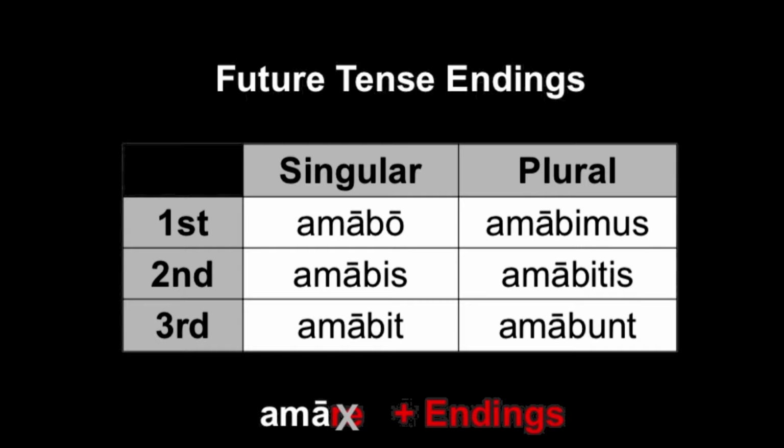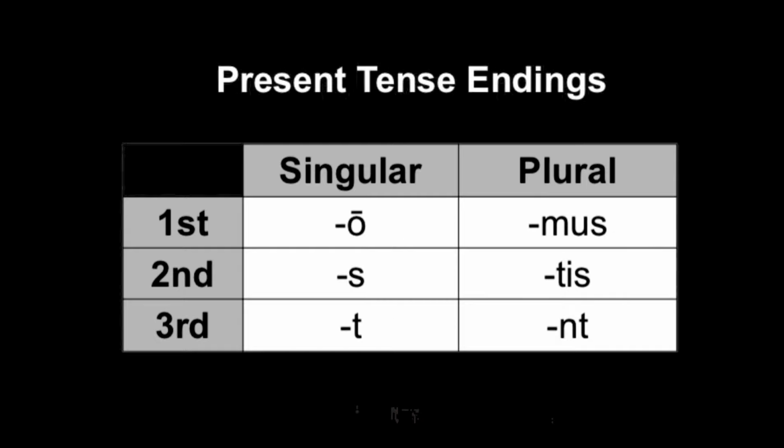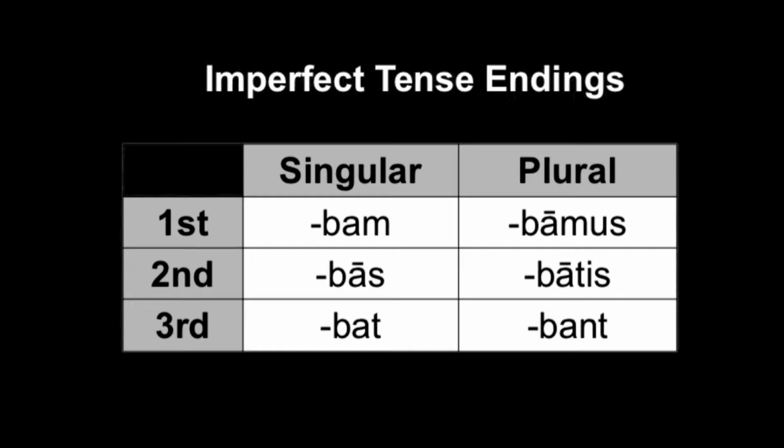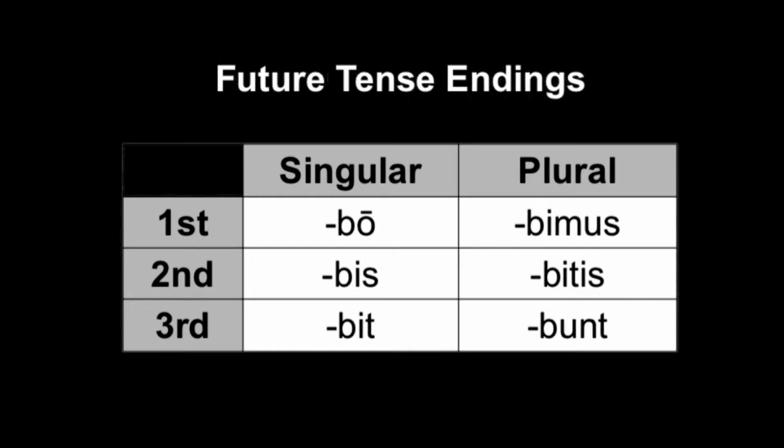So, the endings that we've learned are o, s, t, mus, tis, nt. These are our present tense endings. And then bam, bas, bat, bamus, batis, bant. These are our imperfect tense endings, our ongoing past tense. And then lastly, bo, bis, bit, bimus, bitis, bunt, our future tense endings.